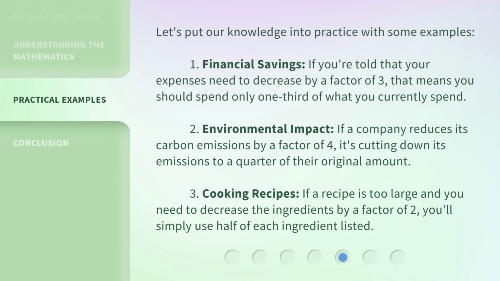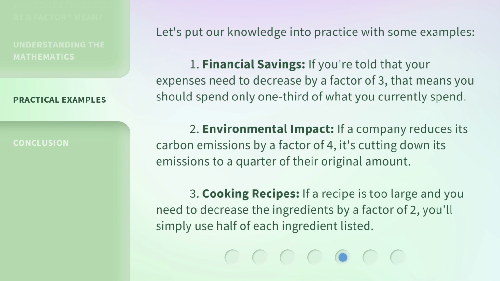Let's put our knowledge into practice with some examples. 1. Financial savings. If you're told that your expenses need to decrease by a factor of 3, that means you should spend only 1/3 of what you currently spend. 2. Environmental impact. If a company reduces its carbon emissions by a factor of 4, it's cutting down its emissions to 1/4 of their original amount.